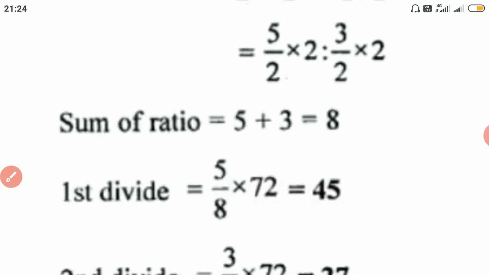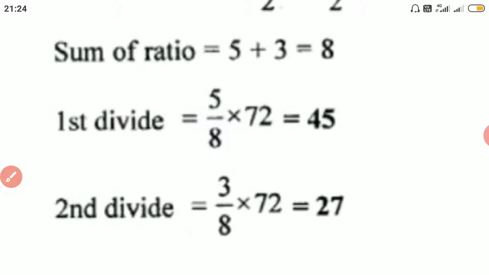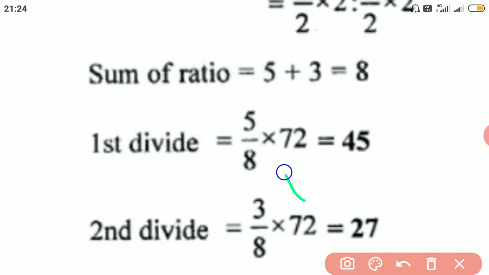Then for the next one, either you can subtract, or the second share will be 3 upon 8. Here you can subtract and get the answer: 72 minus 45 will give me 27. That's what you can do. Or 3 upon 8, the second term, multiplied by 72, the amount. Again this can be cancelled by 8 1 time and 8 9 times, and 3 into 9 will give me 27. That's what we have done in number 2.